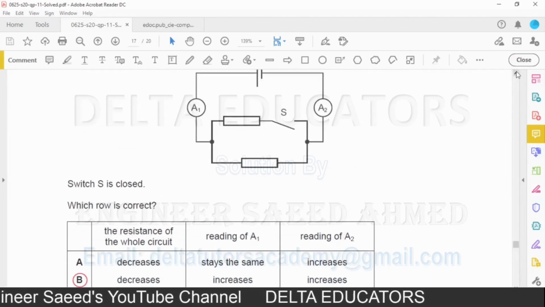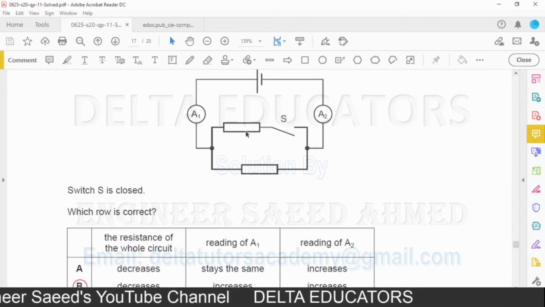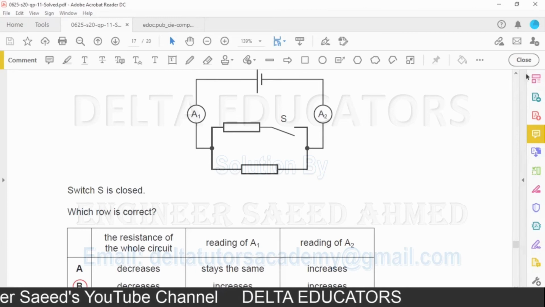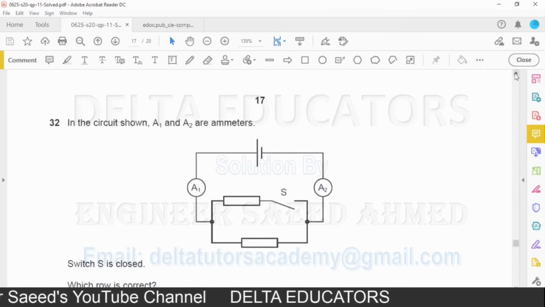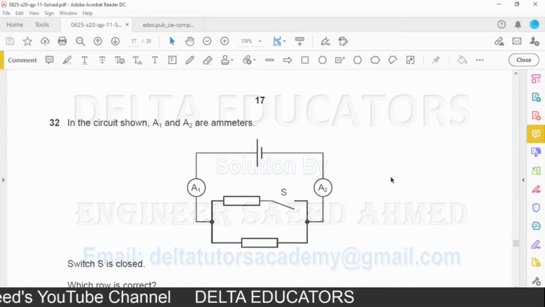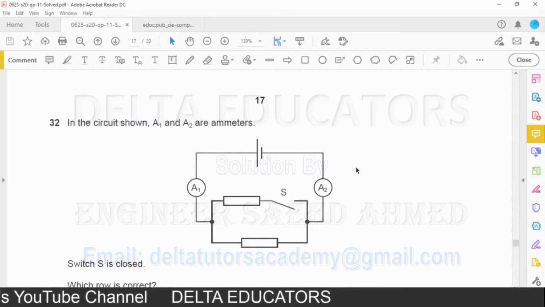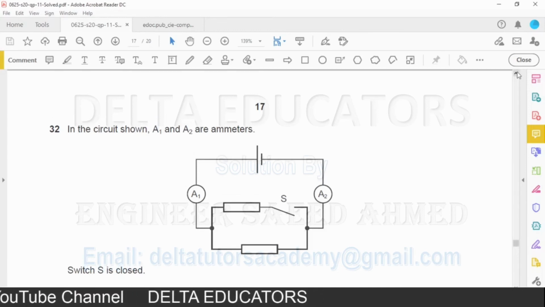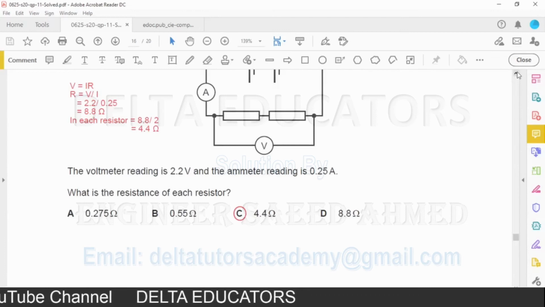Now what happens to the current when the resistance is decreased? We have studied that V is equal to IR. When the resistance is decreased, the voltage of the battery, the EMF of the battery, is constant, V is constant, resistance is decreased, so current will be increased. In the previous question, we checked that V is equal to IR. EMF is constant, so with the decrease in resistance, current will be increased.